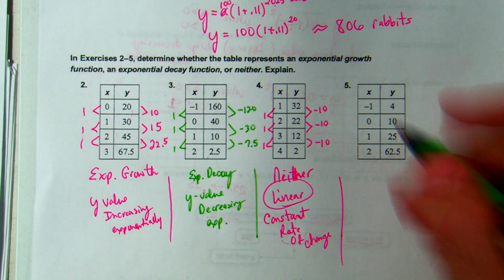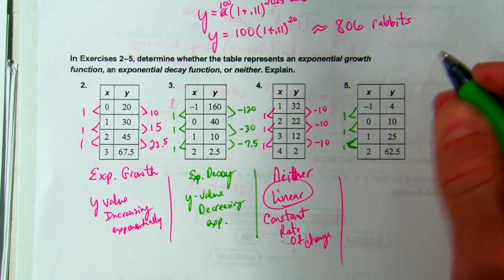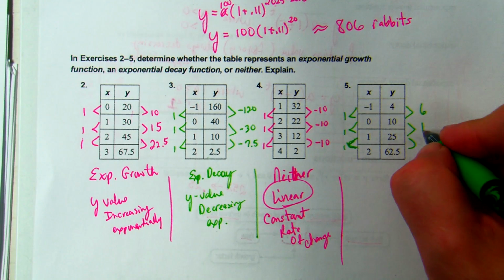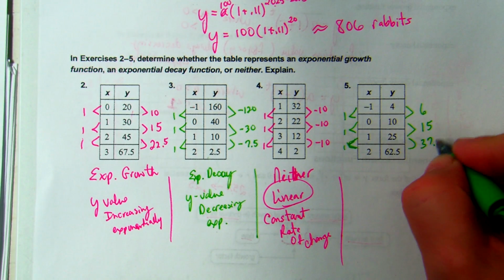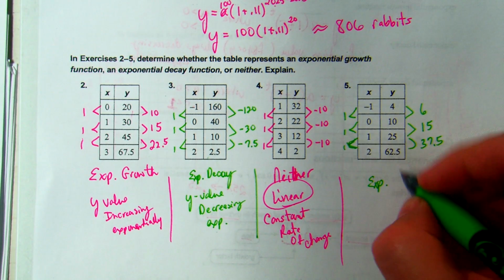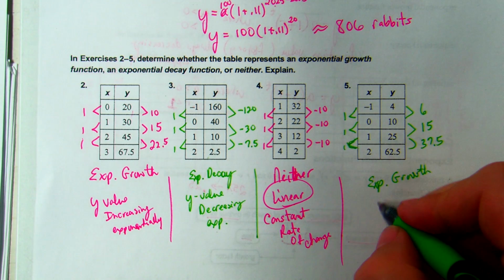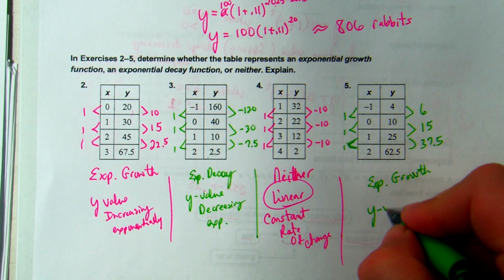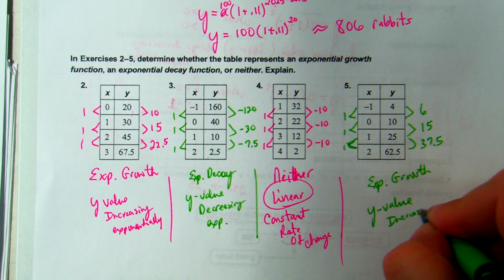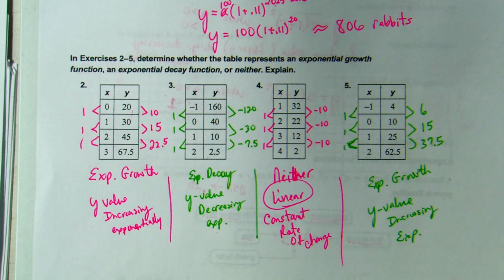The last one, we are changing by 1, 1, 1. And here we're changing by 6, then 15, then 37.5. So what is this going to be? Exponential growth. And because the y value again is increasing exponentially. Again, I'll abbreviate that one.